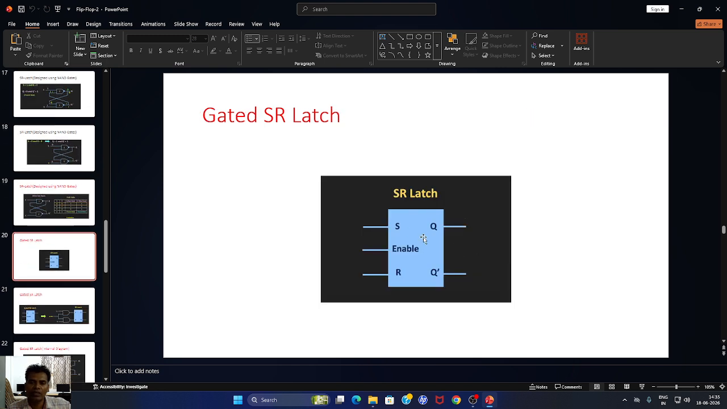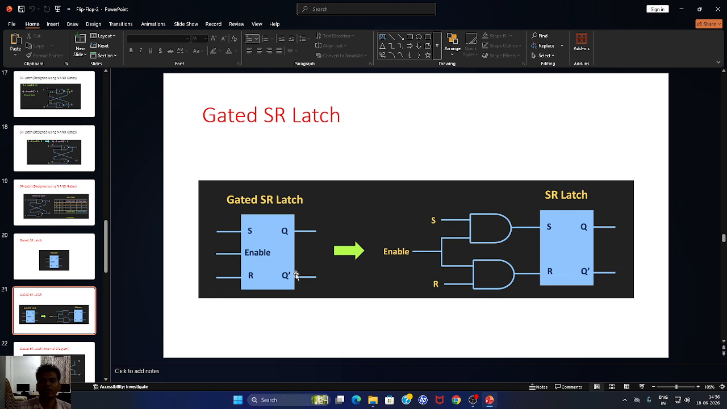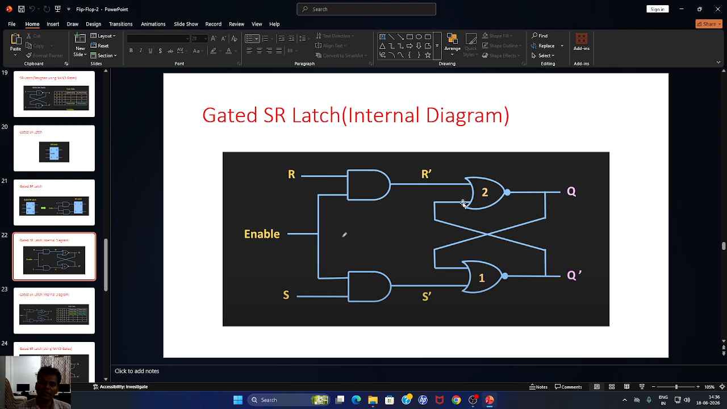Until now we discussed the SR latch. In that, the output simply follows the input changes, but there is no control. To get more control over the SR latch, we made a certain modification. The modified version of the SR latch we call the gated SR latch. The difference is that we added one control signal to this SR latch, which we call enable. This becomes the gated SR latch. So this is the symbol of the gated SR latch and the respective logic diagram.